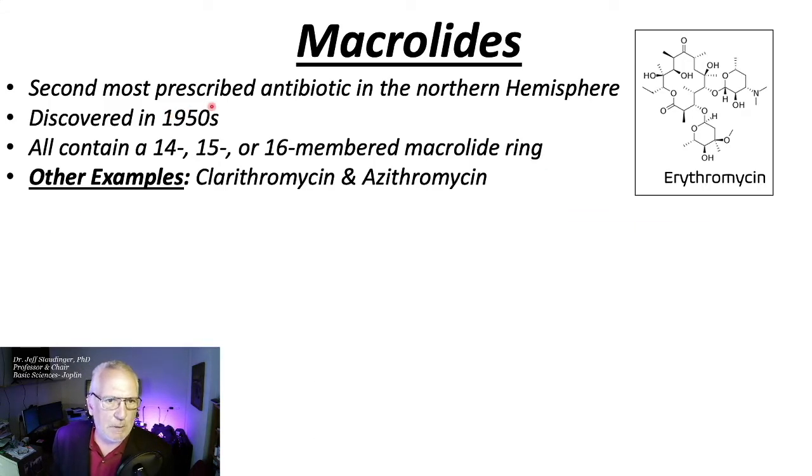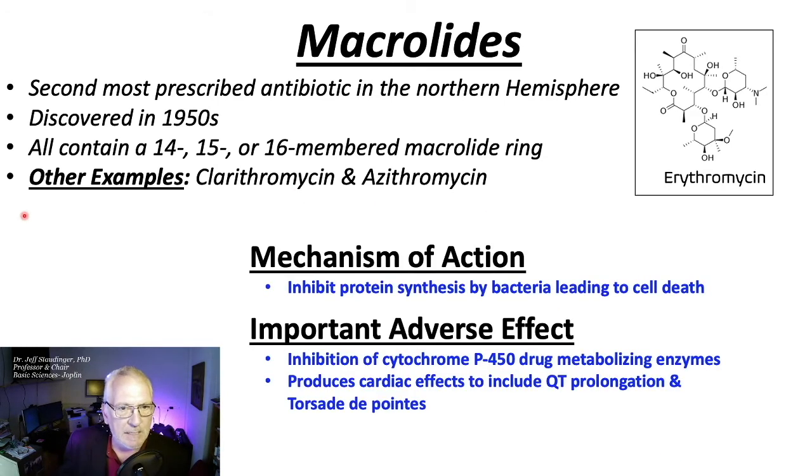The second most prescribed antibiotics in the northern hemisphere were discovered in the 1950s, and those are macrolides. The prototypical example is erythromycin. Other examples include clarithromycin and azithromycin. Macrolides inhibit protein synthesis in bacteria, leading to cell death.